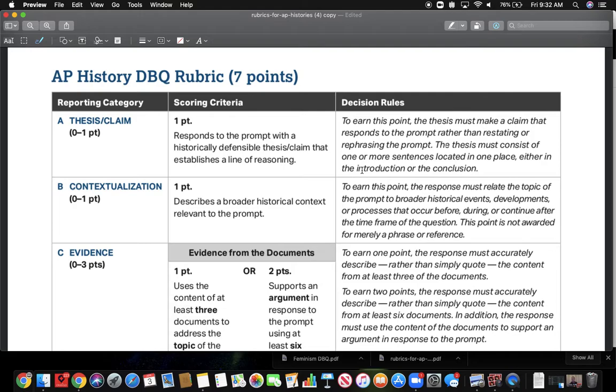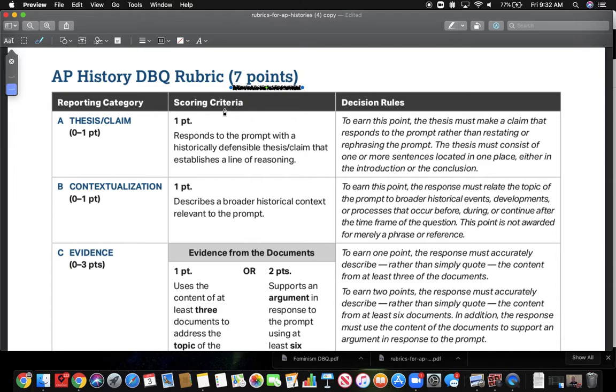So here's what the College Board is grading you on. The first thing I want you to notice is that the DBQ is out of 7 points. The long essay question that we've been doing has traditionally been out of 6 points. So this is one more point to consider. We're going to look at what exactly they're expecting and what earns each of those points.